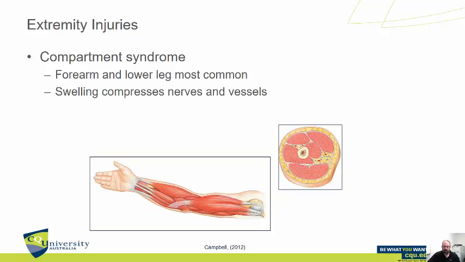So it will compress the blood vessels and the nerves in such a manner that it will reduce circulation, and the nerves will also be compressed. These injuries usually develop over a period of hours, so it can take quite a while for them to develop.